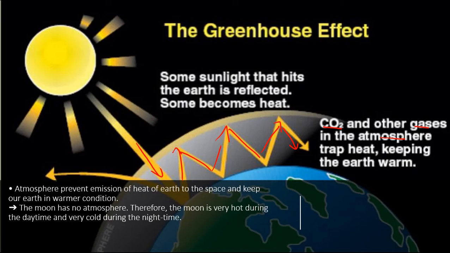If we don't have an atmosphere, then the scenario is going to be different. No atmosphere means there are no gases like carbon dioxide or any other greenhouse gas which will help keep the planet warm. Then what's going to happen is, during the daytime it will be very hot, and during the nighttime it's going to be very cold. The best example here is the moon. It has no atmosphere, therefore it's very hot during the day and very cold during the night.